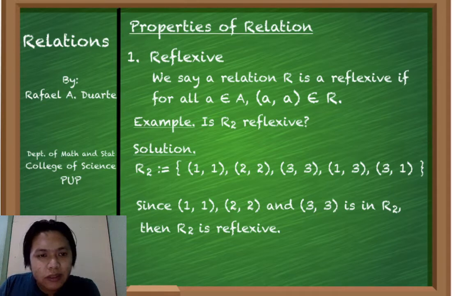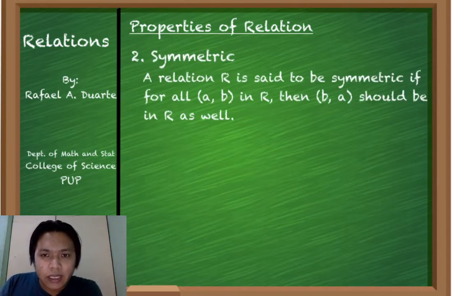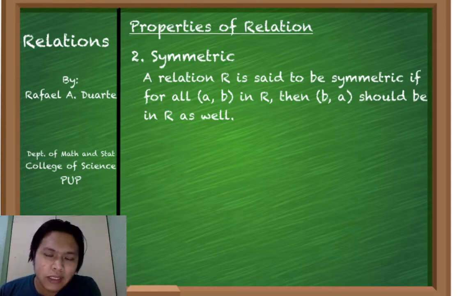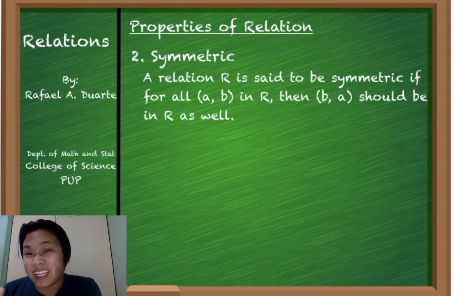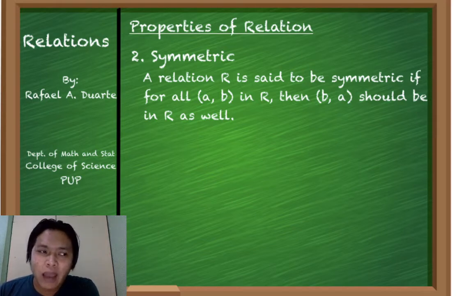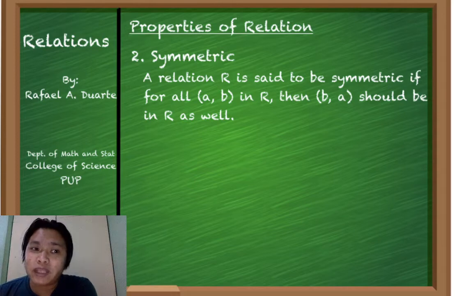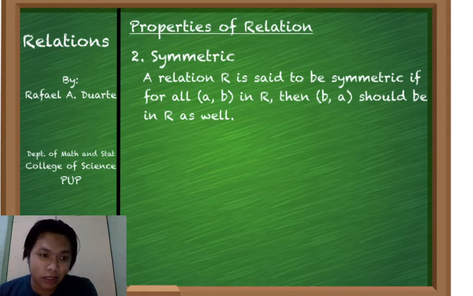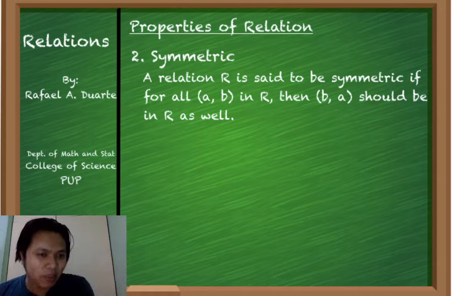Next. The second property is symmetric. Our relation R is said to be symmetric naman if for all (a, b) in R, then (b, a) should be in R as well. Parang sinasabi niya lang, kung yung (a, b) ko nasa loob ng R, dapat yung kabaliktaran niya nasa loob din ng relation. For example, if I have (1, 3) sa loob ng relation, dapat yung (3, 1) nasa loob din ng relation. Ngayon, kung yung kabaliktaran ng isa sa mga elements sa relation ay wala sa loob ng relation, that's the time na hindi siya magiging symmetric. Okay? This is for all. So, dapat lahat ng elements ng relation, yung kabaliktaran, nasa loob pa rin ng relation para masabi ko na nasatisfy ng relation yung property ng symmetry.